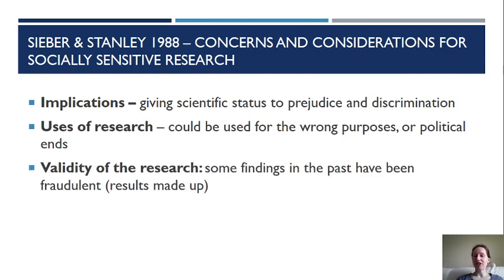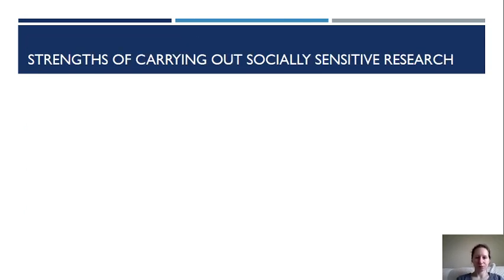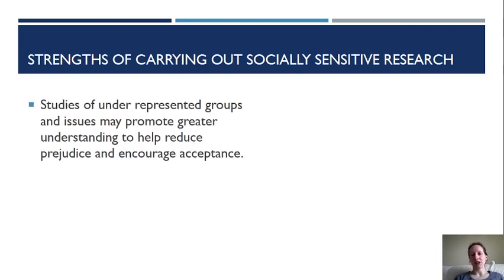The validity of the research. So in the past, some findings have been completely made up. We'll come back to that. And a risk-benefit ratio. You should always consider the costs and the benefits before doing any research, but particularly in this case you should try and minimise any risks, but it's hard to determine what the risks are before undertaking a piece of socially sensitive research. You may find something different from what you expect. It's also hard to determine what the benefit is, so that's something that you need to be aware of before undertaking any research.